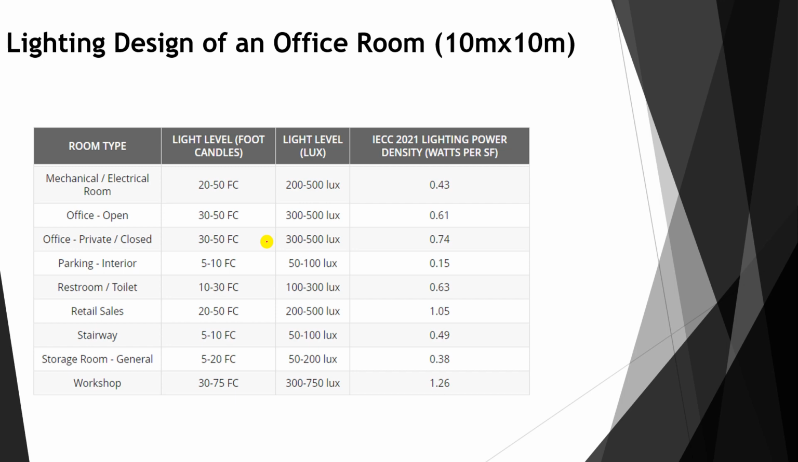Now, let's start step by step. We would like to design the lighting for an office room. This office room has a dimension of 10 meters length multiplied by 10 meters width. So it is a square, okay, 10 meters multiplied by 10 meters.